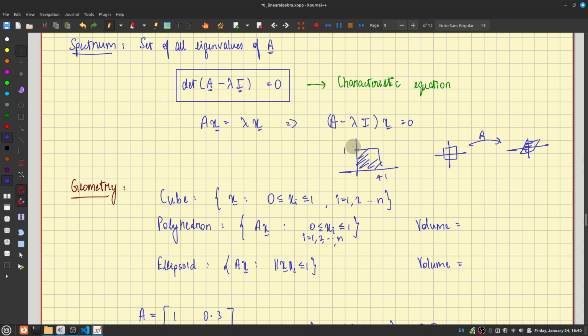Now you can define this region, in 2 dimensions, just using the vertices. If you know how the vertices get transformed by the matrix A, then all points in between are going to lie within what is defined by the vertices. Right? So let's look at these vertices. What do these vertices get mapped to?